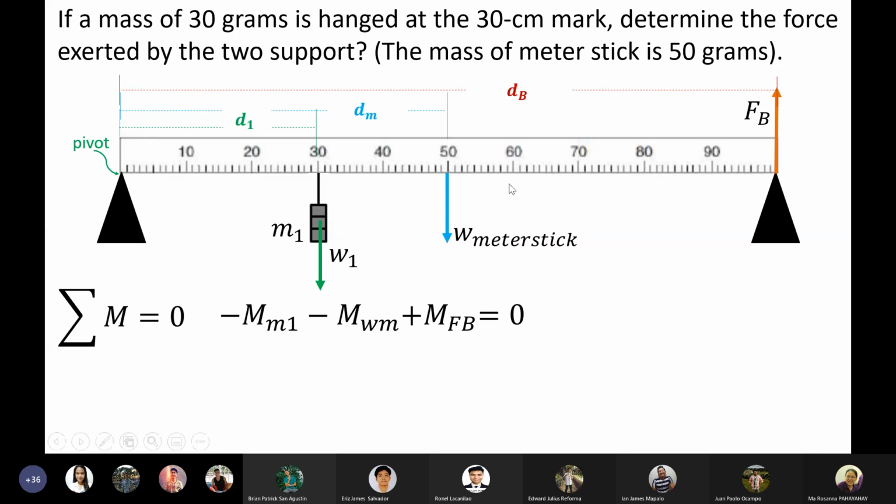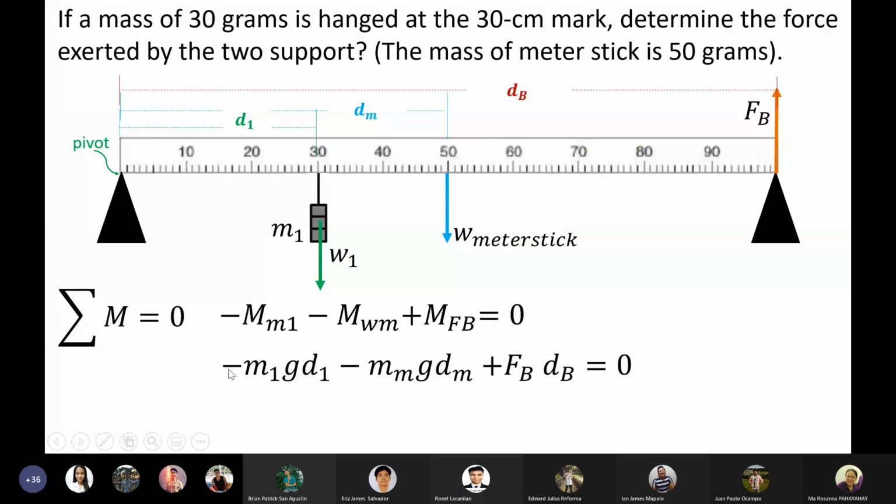At yung si weight ni 1 and weight ni meter stick will be clockwise, so therefore they are negative, while si FB will be counterclockwise, that's why it's positive. Okay, plus moment of FB. Okay, so that is the equation. Now let's substitute the formula for the moment.